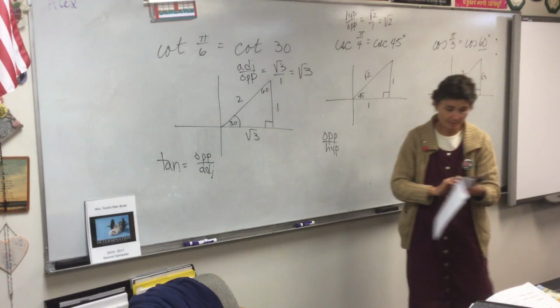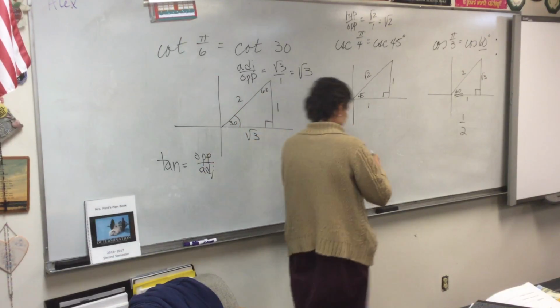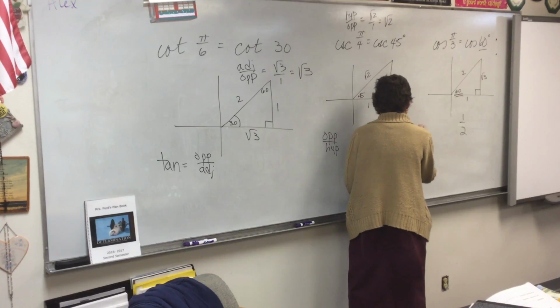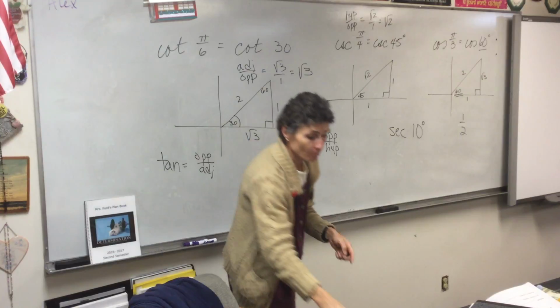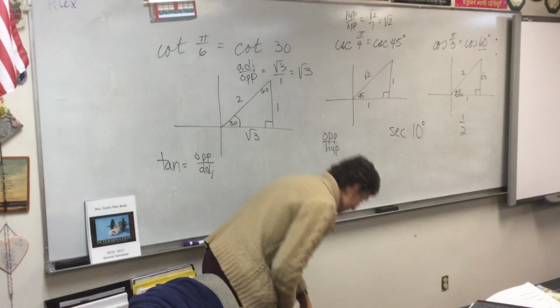We're in degrees. The very first one says find the secant of 10 degrees. Groupies, you paid $100 for that calculator, and it does not have a secant button.